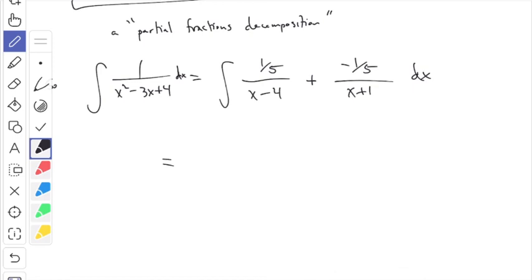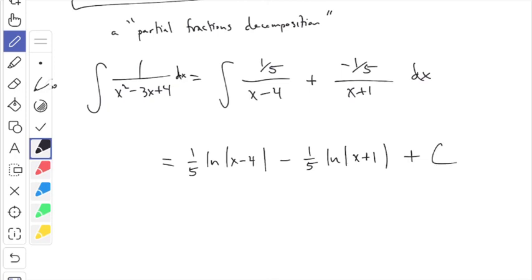So right here, I have two terms. Each of them becomes a natural log of something or other. And those numerators, they just end up being like coefficients. They're just constant multiples. So this becomes 1/5 natural log, absolute value, x minus 4. That's what happens to the first one. Plus, or I guess minus, 1/5 natural log, absolute value, x plus 1. And this is my final answer, right?